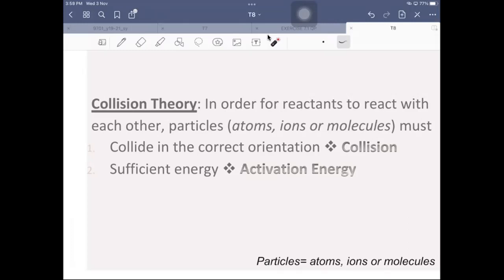So particles here is referring to any species of reactants, whether your reactants are between ions, between molecules, or atoms and molecules, okay? So it's not as easy as I'm mixing reactant A and then reactant B, and I expect all of them to react. Now, some of them may react, okay, as long as they fulfill these two conditions. Collision at the correct orientation, and then secondly, activation energy.